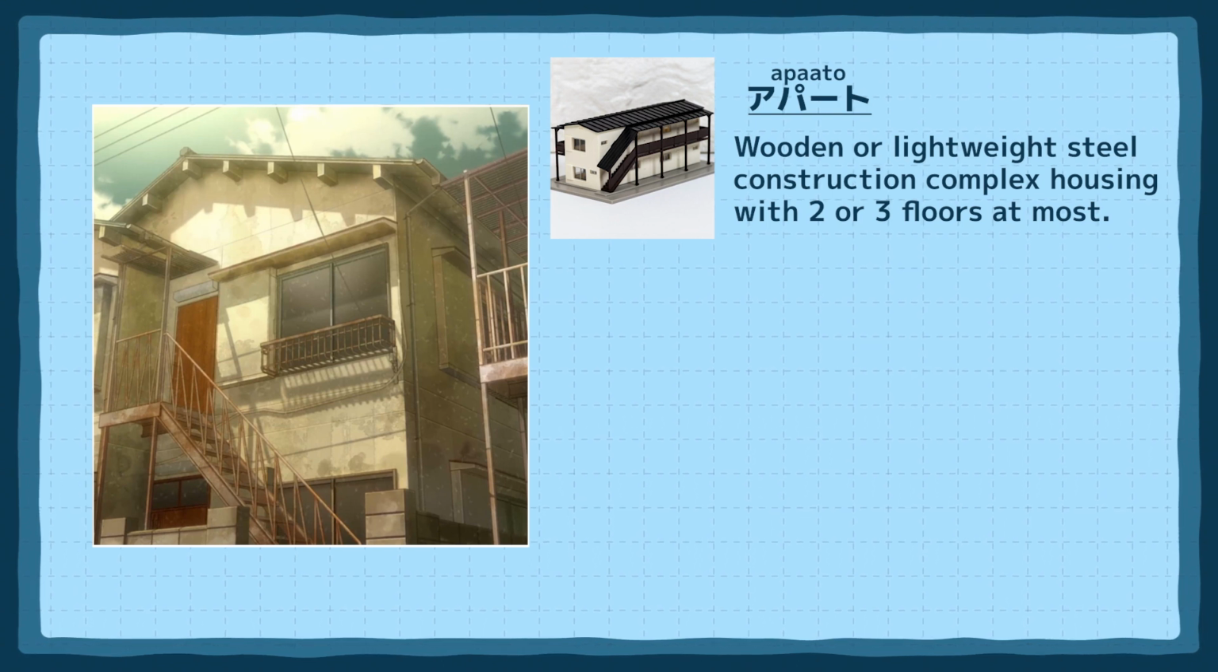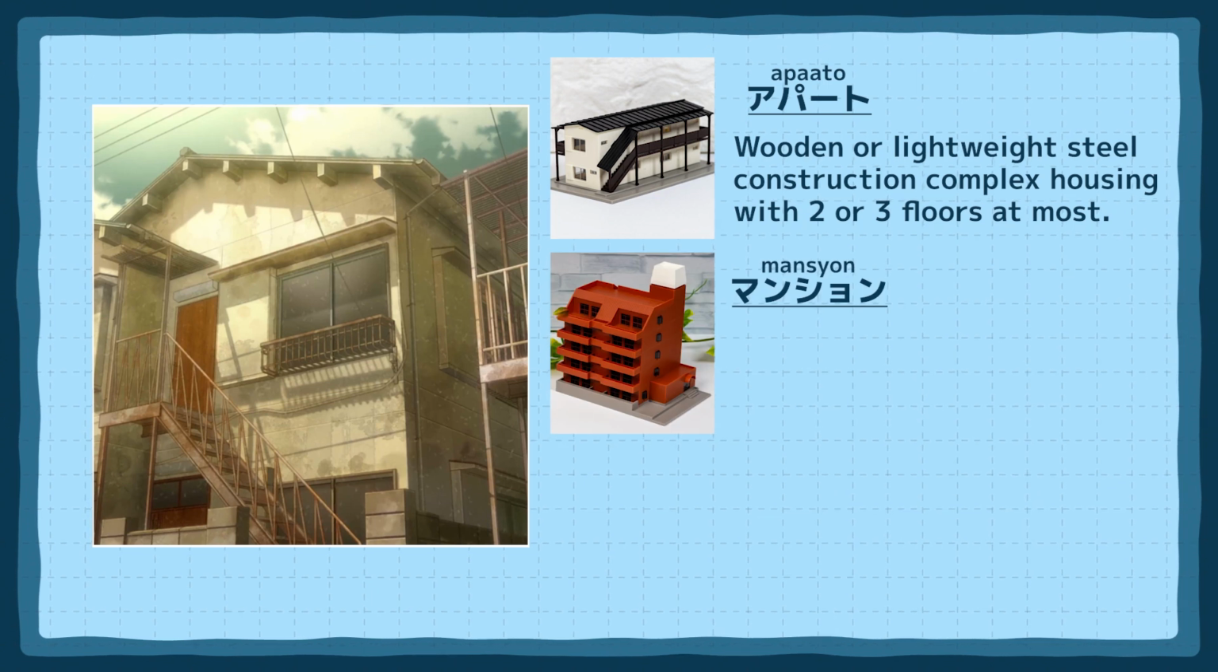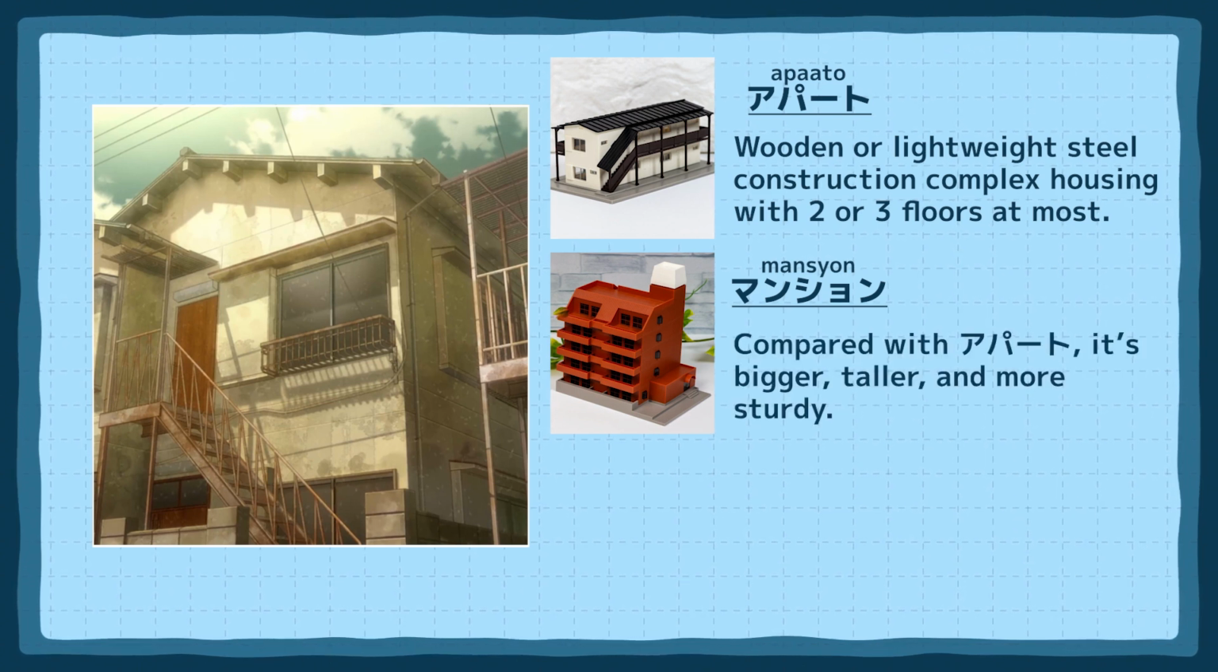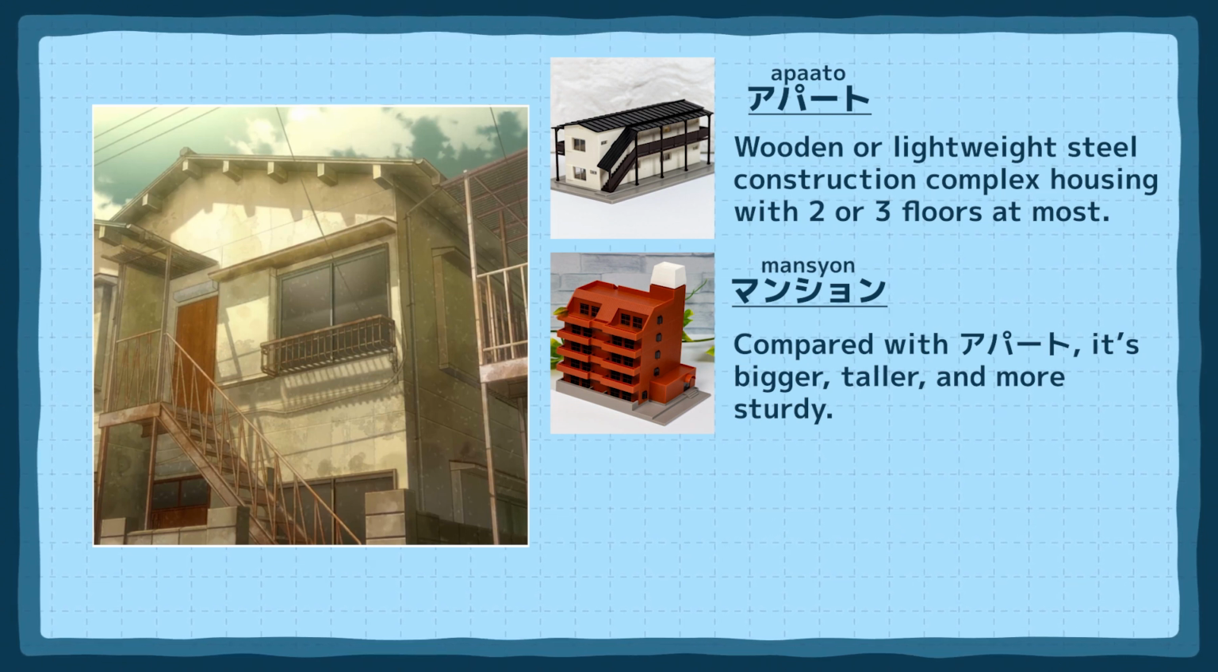In Japan, other than apato, there's some types of housing. Mansion. Mansion in English means a huge luxury house, but in Japanese, it's just complex housing built with concrete or steel and have more than 3 floors. Basically, the building is larger and has more sturdy structures than apato. There's nothing special or fancy like mansion in English. I think mansion in Japanese is close to apartment in English. Ordinary people like me can live.